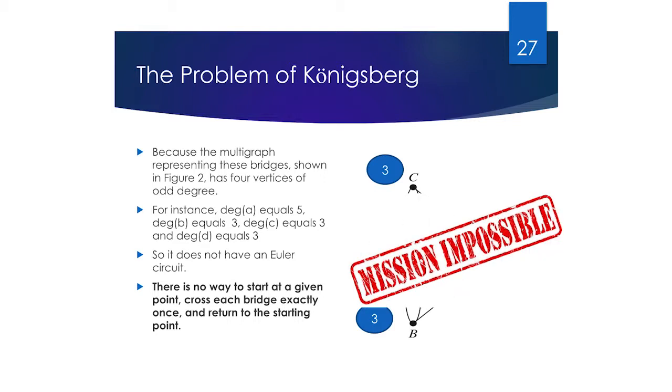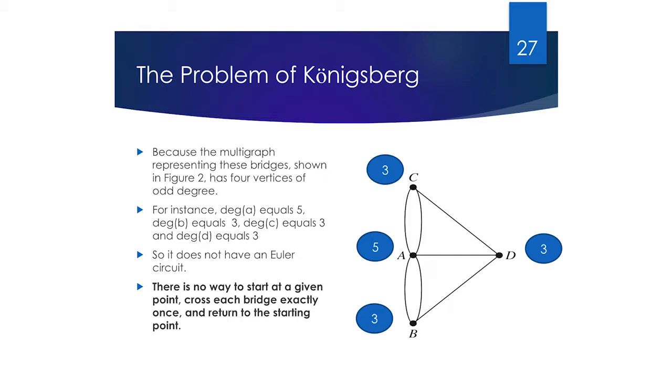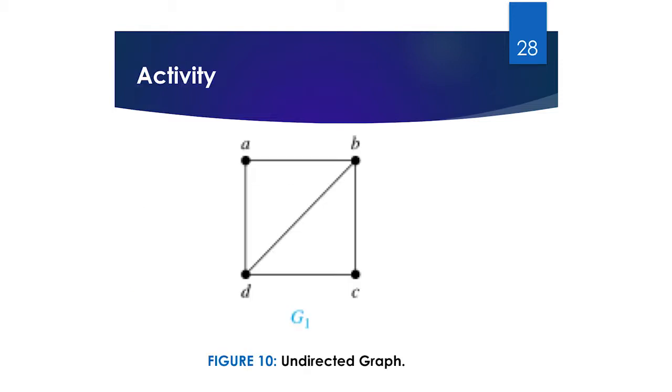There is no way to start at a given point, cross each bridge exactly once, and return to the starting point. We will now show that a connected multigraph has an Euler path and not an Euler circuit if and only if it has exactly two vertices of odd degree. Consider graph G1 in figure 10 as an example.